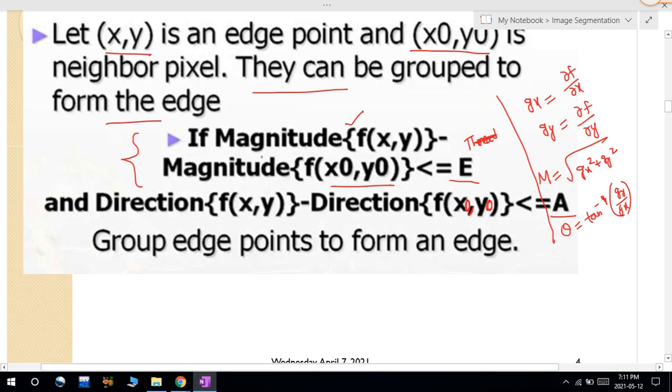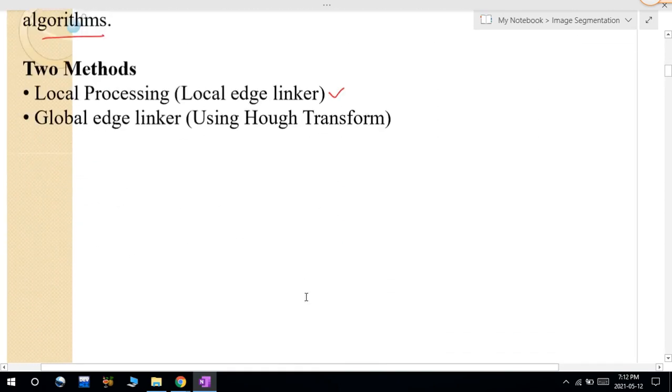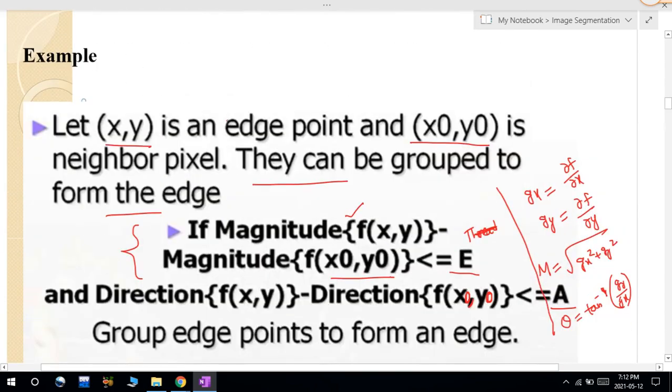What is the process followed in the local edge linking, or local processing? First, whatever edge points we find in the edge detection algorithm, we consider two neighborhood points. For the first edge point we find the magnitude, and for the second edge point we also find the magnitude. If we subtract those two magnitudes and the value is less than or equal to the magnitude threshold value, then I can group that particular edge. I will also consider one more predefined criterion.